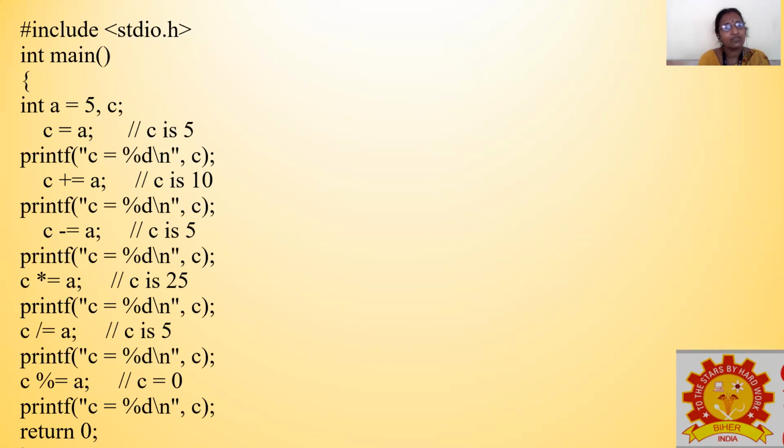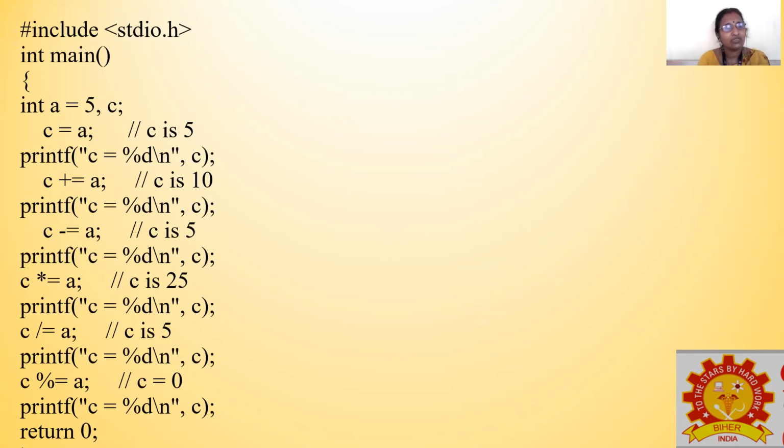Next, a printf. First, C star equal to A. C equal to C star A. Already C value is 5. 5 into 5 equal to 25. C division equal to A means C equal to C divided by A. The old value of C is 25. 25 divided by A equal to now 5.